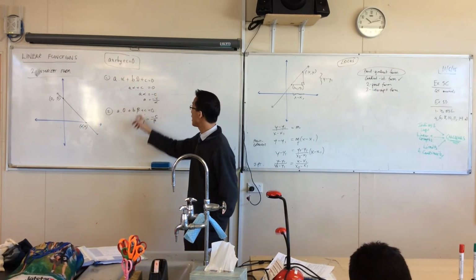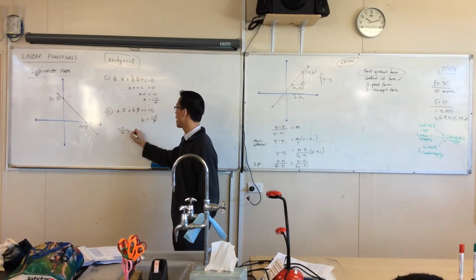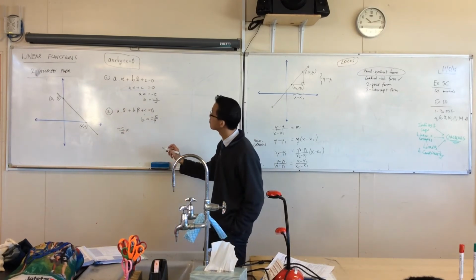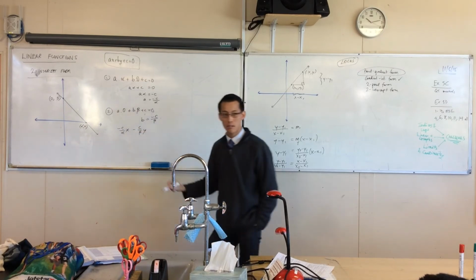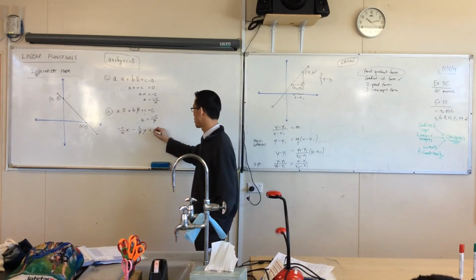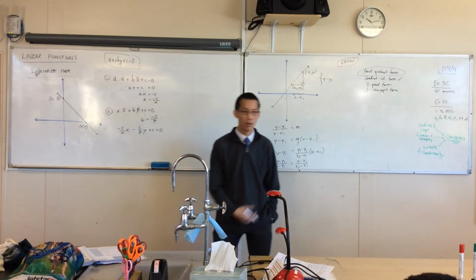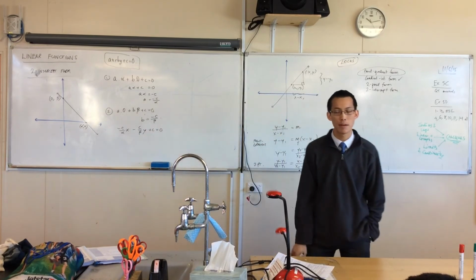What am I going to have? There's A, so it'll be minus C on alpha x, minus C on beta y, plus C. You happy with that? Just a straight substitution back into my general form.